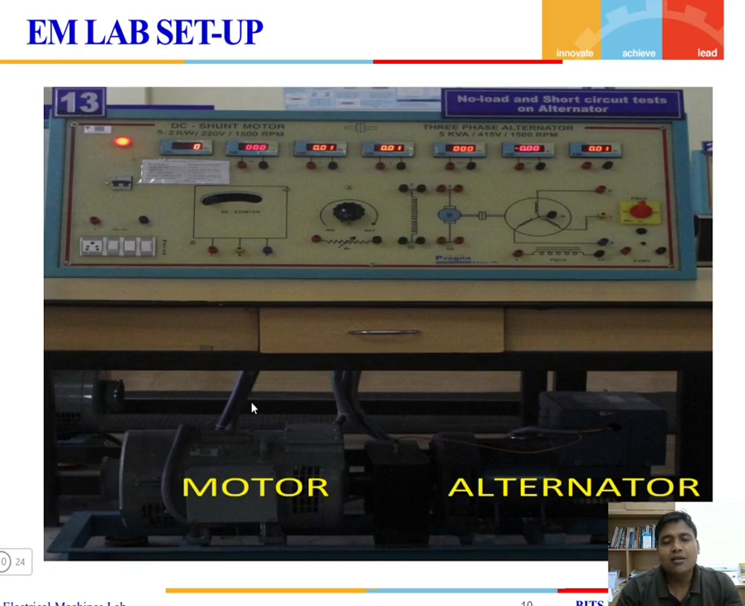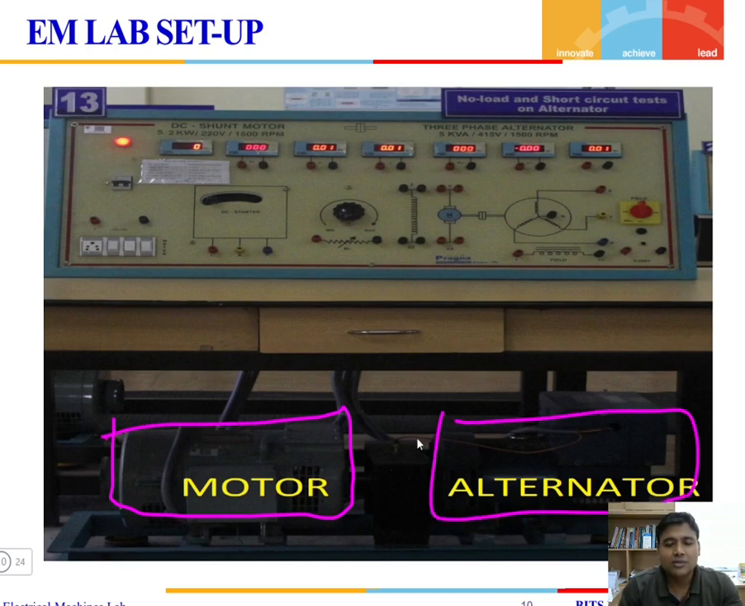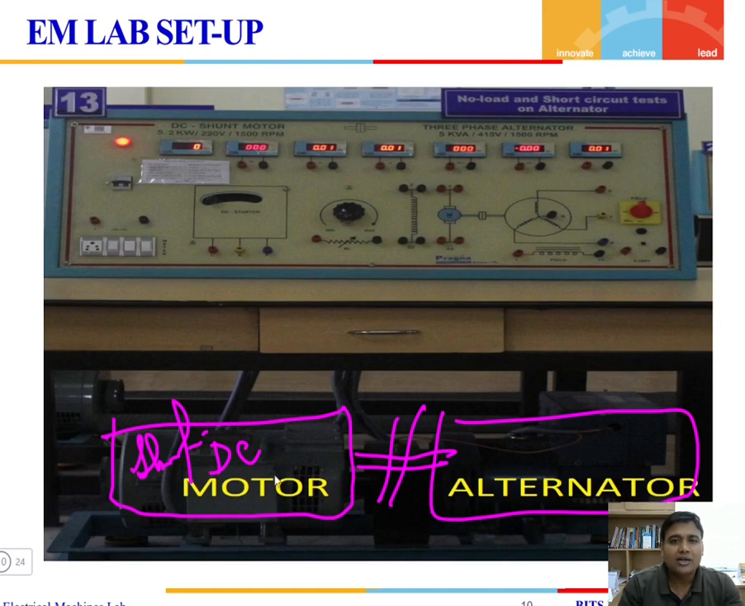This is the panel where we are going to do the test. We have a motor and an alternator. The motor is basically a DC motor with a shunt connected winding, and these two are mechanically coupled with each other. All these digital instruments show the readings. And since it is mechanically coupled, we have two sides.